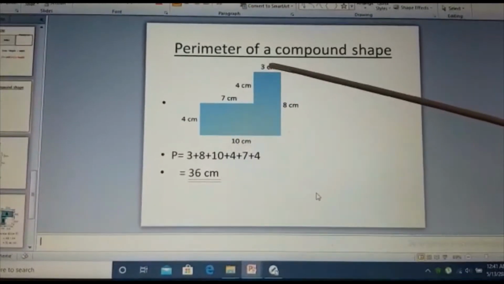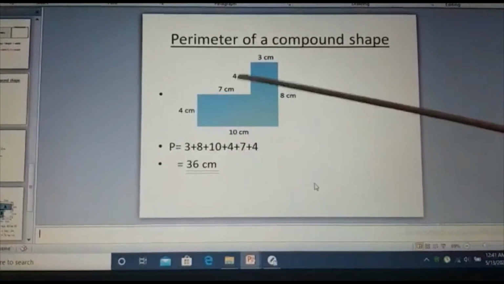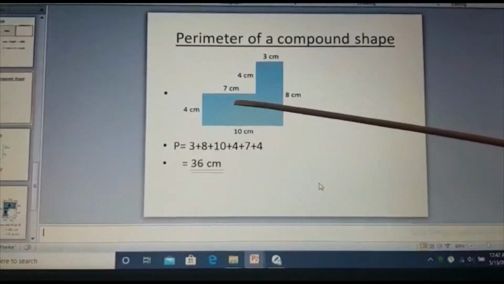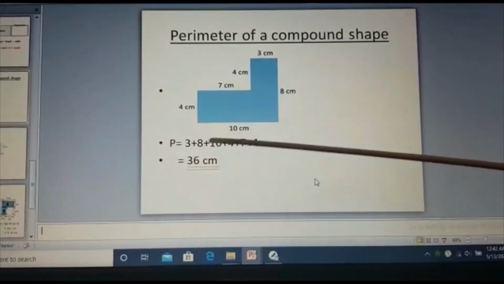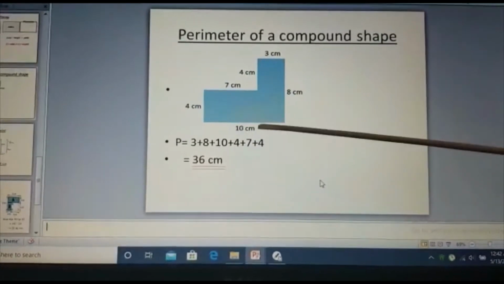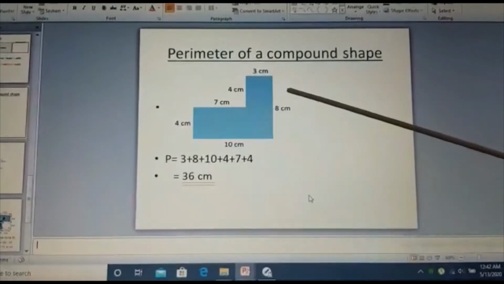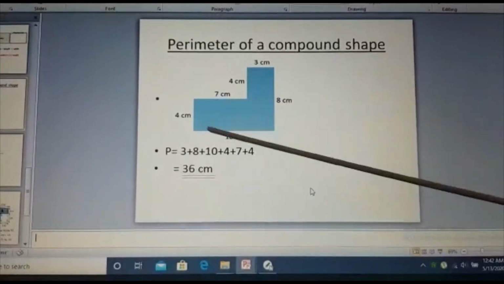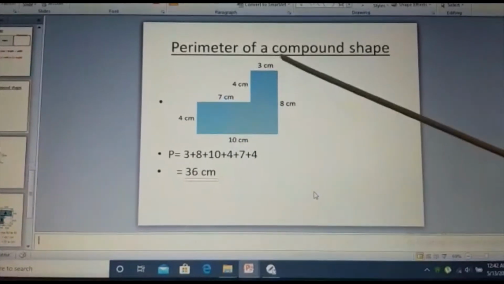How many sides are given here? 1, 2, 3, 4, 5, then 6 sides, is it? So here also you check whether 6 measurements are there. 1, 2, 3, 4, 5, 6. Yeah, 6 are there. That means you didn't miss any sides. All the sides are included. Then you just add it. Perimeter means just the sum of this. That means we need to add it, is it? So just add all this.